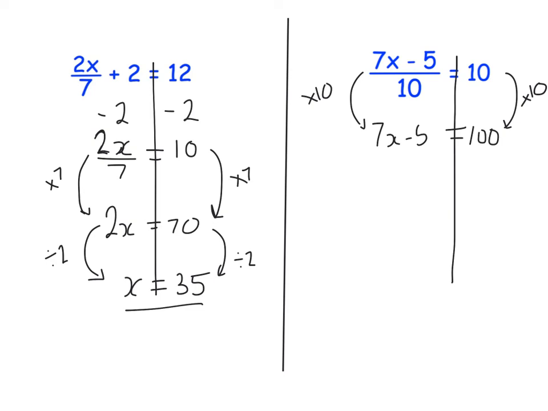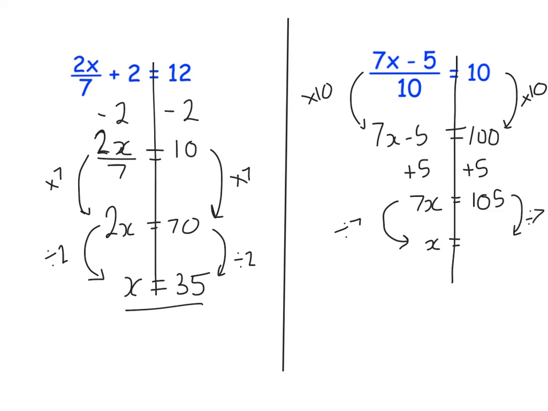Say it out loud. 7x take away 5. So the last thing I did was take away 5, so now I need to add 5 to both sides. So 7x is equal to 105. And I just want to know what x is. 7x means 7 times x, so to undo it I've got to divide by 7.